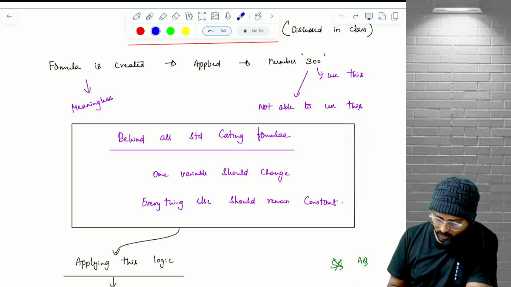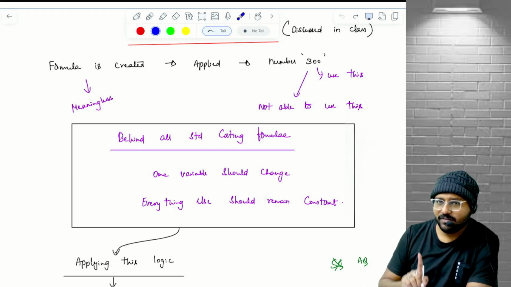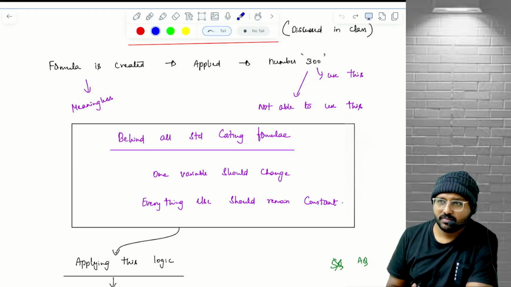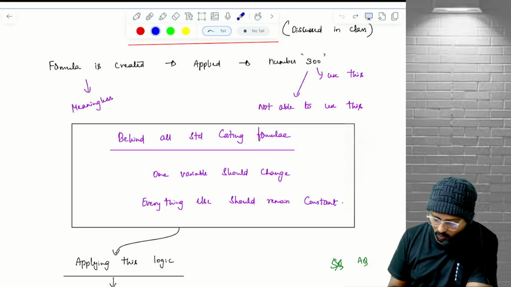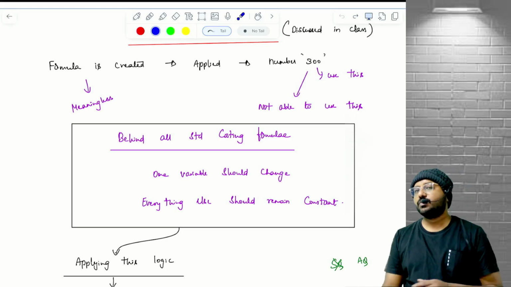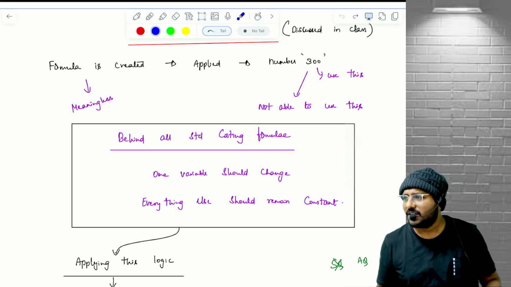In other words, only one change will be there. Everything else, multiple things will remain constant. You get the point? This is very, very important. If you don't get this, you will not be able to get any of these formulas. Got it? So one should change and everything else must be constant. Now the biggest question is, sir, what will change, sir? The name of the variance itself is the answer.